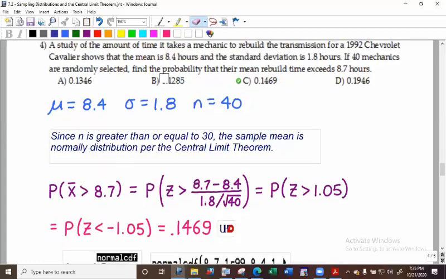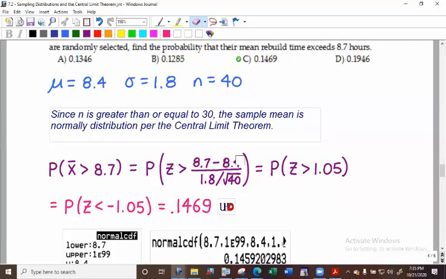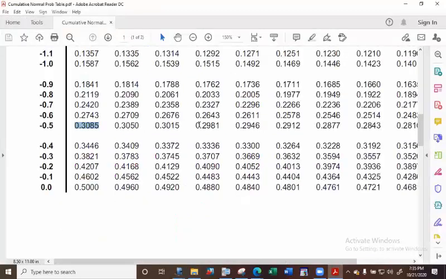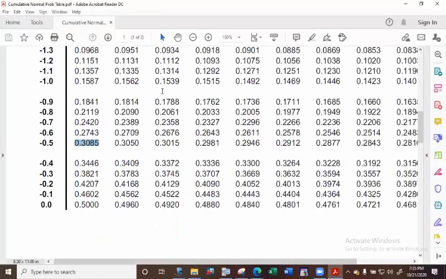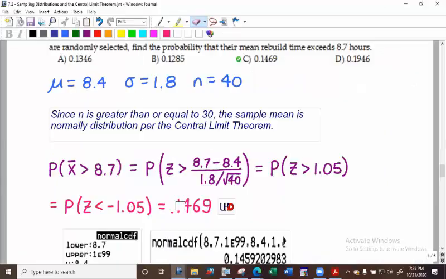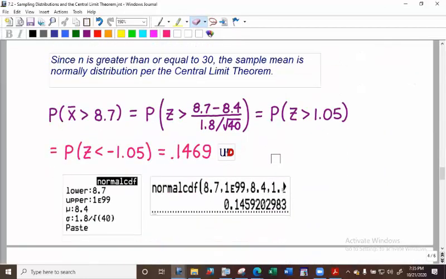So greater than, definitely exceeds means greater than. So it'd be 8.7 minus 8.4 divided by 1.8 divided by the square root of 40, which will round to be 1.05. It's a greater than, so I flip it over and change it. If I'm doing it this way, I would look up negative 1.05, which will be right here. So it will be 0.1469. There we go.